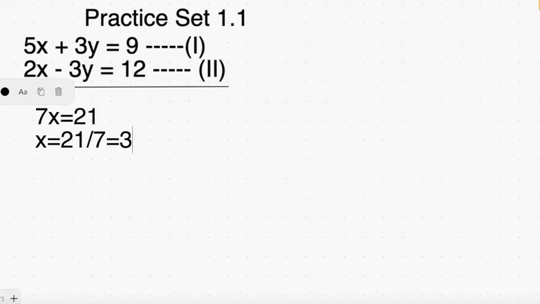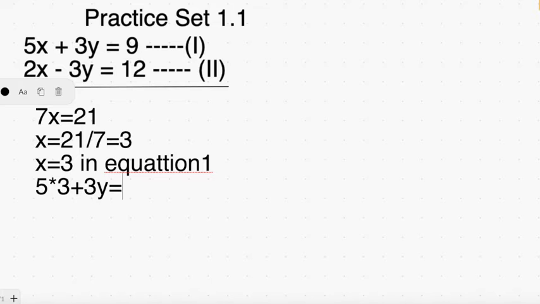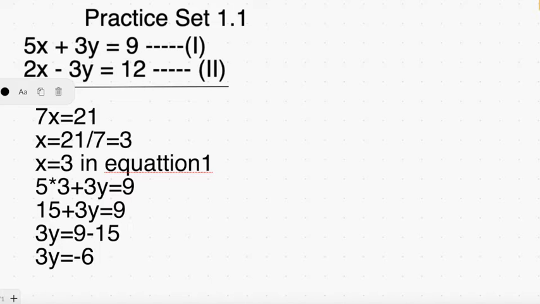So I got the x value. Let me now put x is equal to 3 in equation 1, right? So I get 5 into 3 plus 3y is equal to 9. So I get 15 plus 3y is equal to 9. That means 3y is equal to 9 minus 15, which is 3y is equal to minus 6, correct? Again I'll do the same to make the variable alone on the left hand side, so I'll divide by 3. That means 6 divided by 3, and the minus sign is there, so it's minus 2.